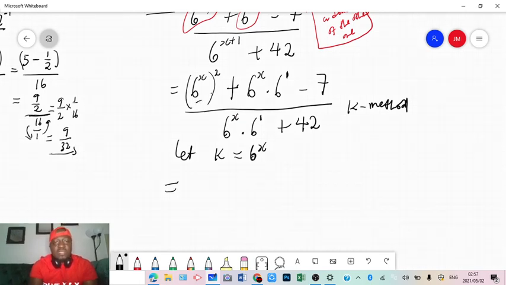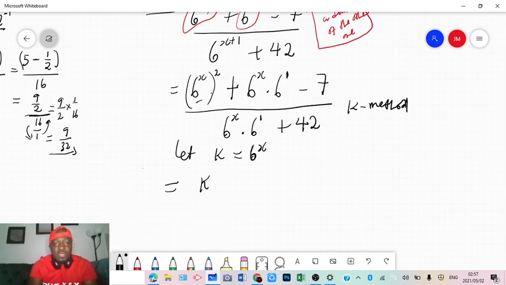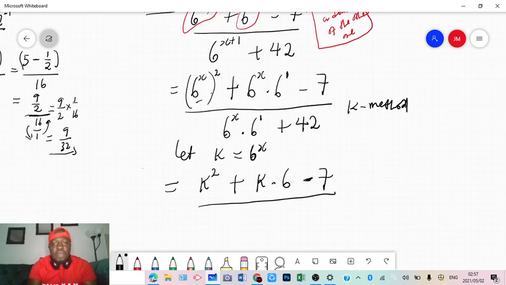So here I see 6 to the power x. I'm going to have k squared plus, I see 6 here to the power x. I'll say k times 6 and minus 7, all divided by k times 6 plus 42.